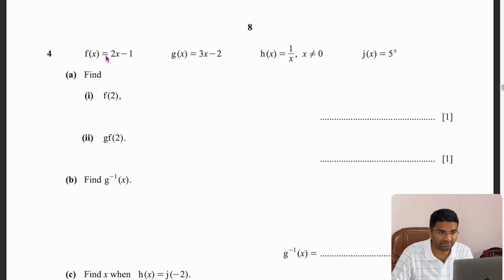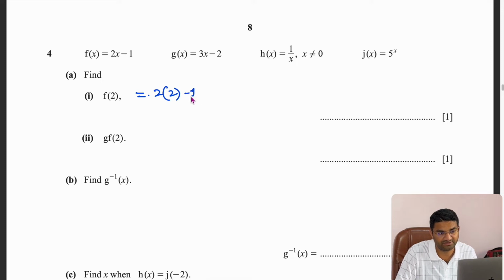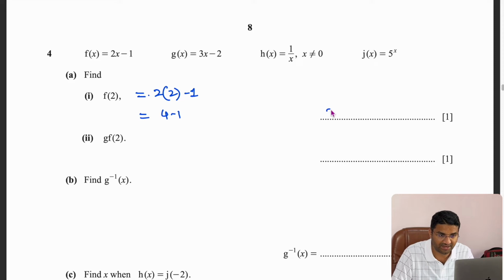Here we will solve a simple and interesting question. Here f of x is given as 2x minus 1, g of x is given as 3x minus 2, and h of x is equal to 1 upon x. So here f of x, put in 2. So f of 2 is 2 times 2 minus 1. So 4 minus 1 is basically 3. And this is f of 2, you got 3, right?